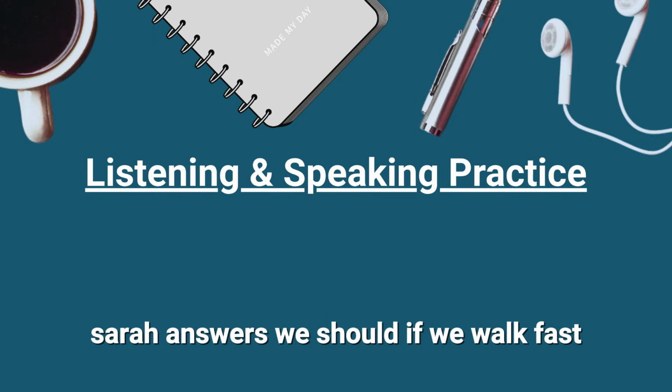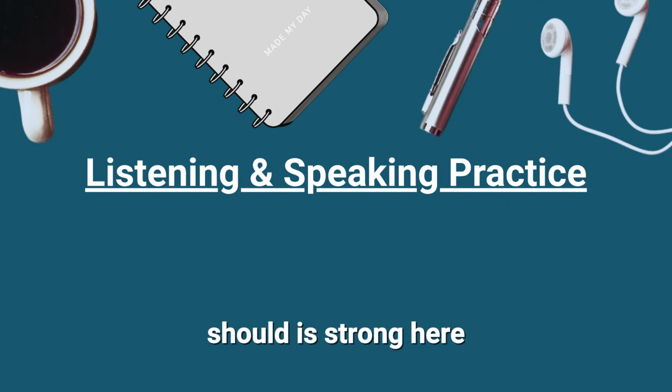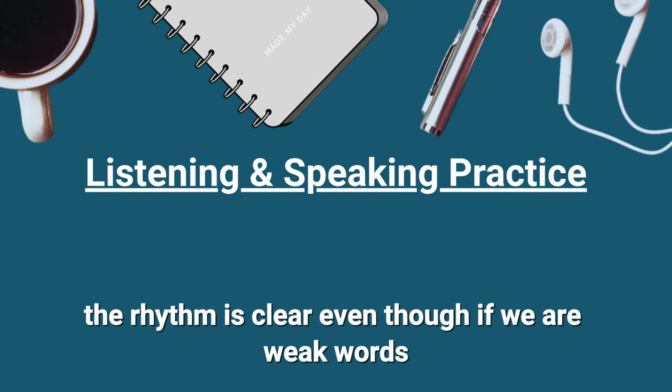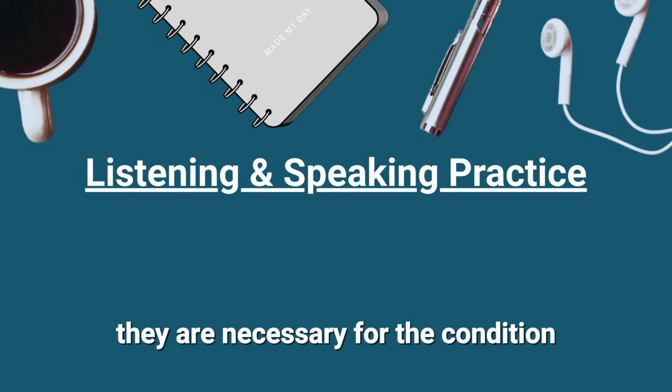Sarah answers, "We should if we walk fast." Natural speech: "We should if we walk fast." "Should" is strong here as an opinion. "If" is weak. "We" is weak. "Walk" is strong. "Fast" is strong. "We should if we walk fast." The rhythm is clear. Even though "if" and "we" are weak words, they are necessary for the condition, but they don't need volume.